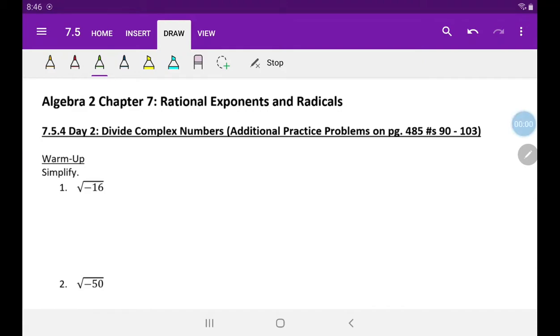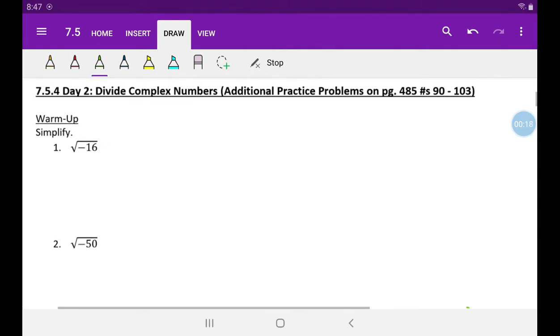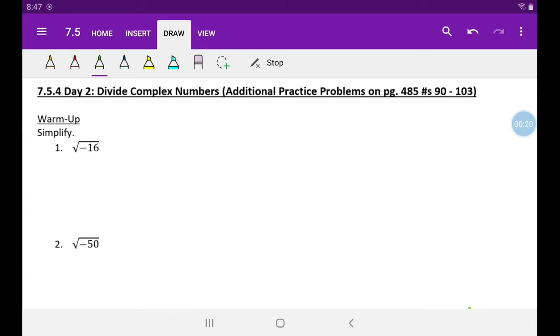Hello, Algebra 2. This is the second day of 754, which is dividing complex numbers. So you started this before spring break, and now we're going to review some things and get some more practice today. This is the handout that you should have downloaded from Veracross, and there's a warm-up in here if we had been in class in person. We won't do that today.